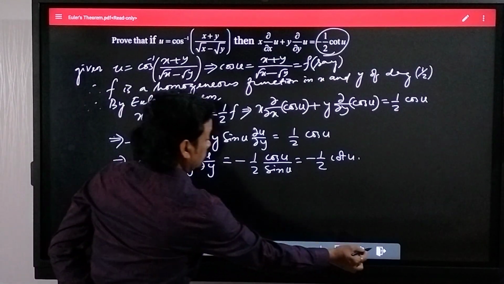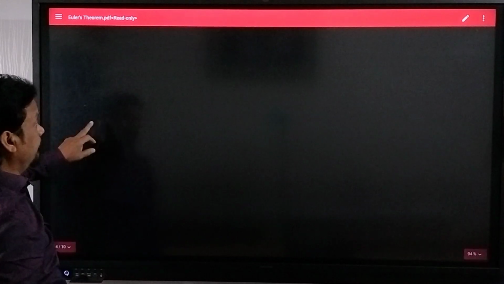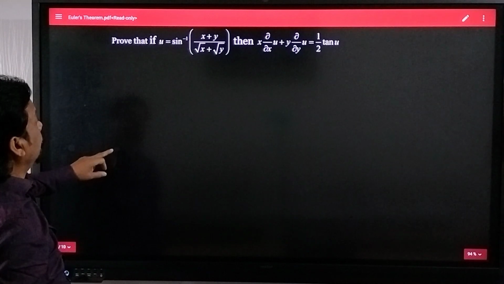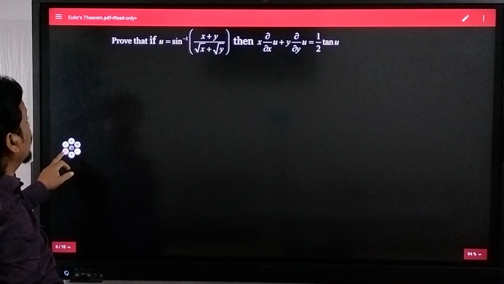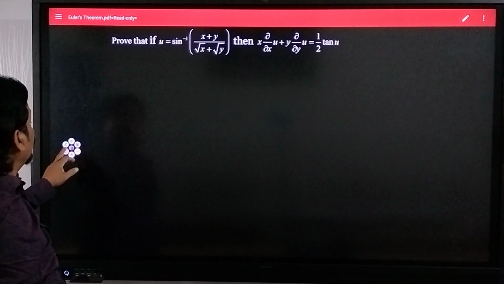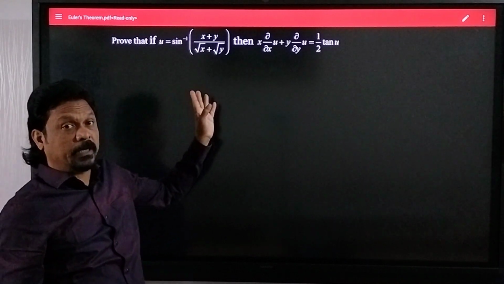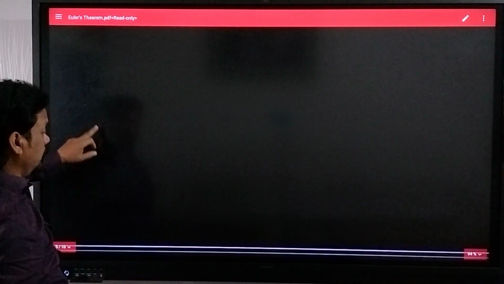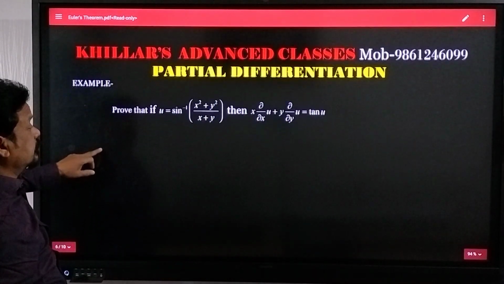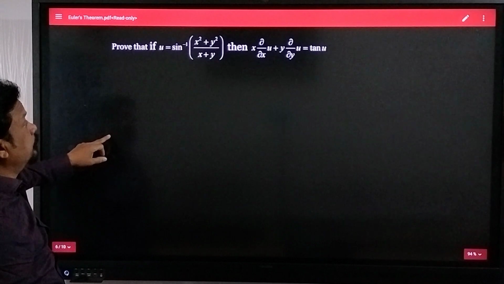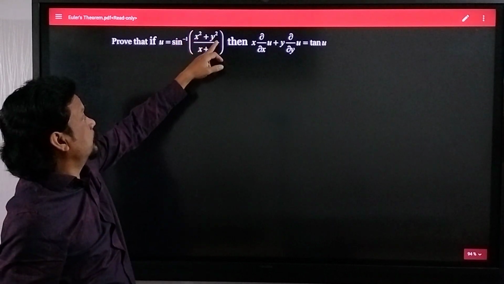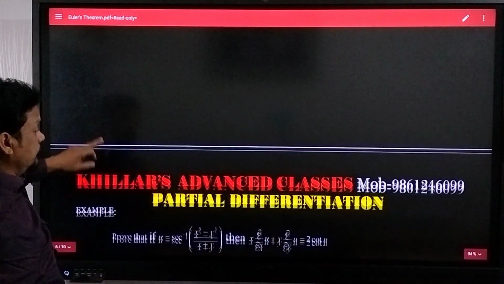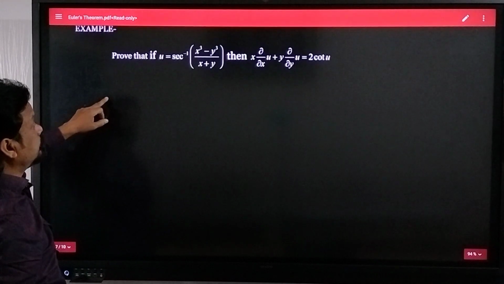Okay. So let us see another example. This question is your homework. Similar question I have already done. So this is your homework. Okay. So I am going to the next example. See here, this one is also the same, only the function is different: x square plus y square divided by x plus y, and sin inverse already I have done it. So these two are your homework.